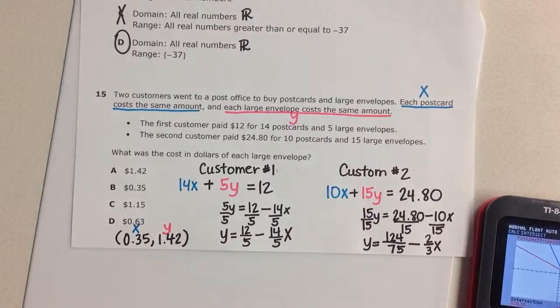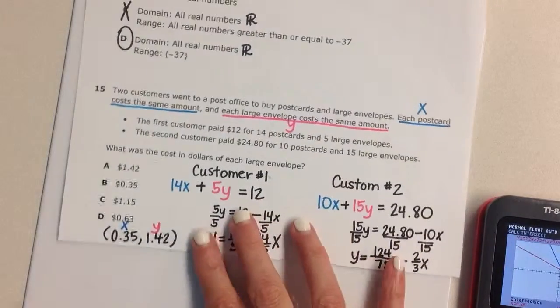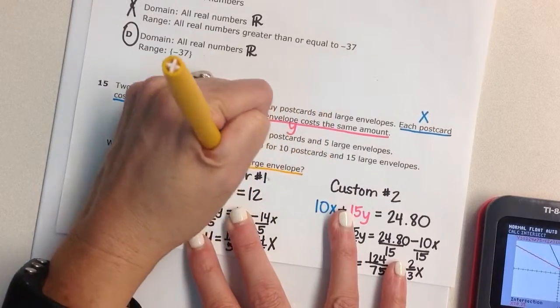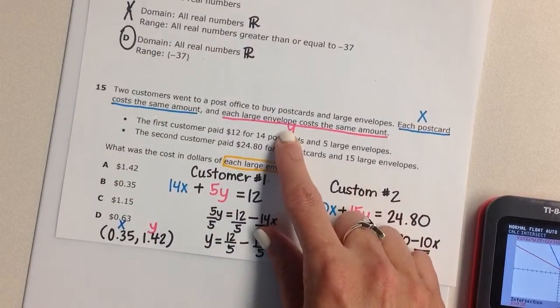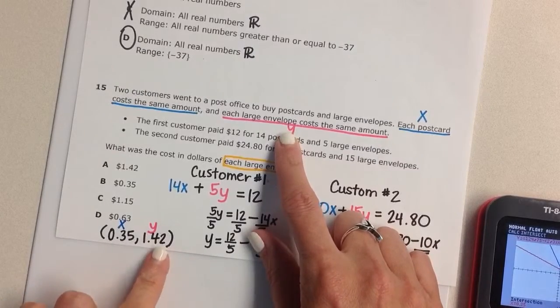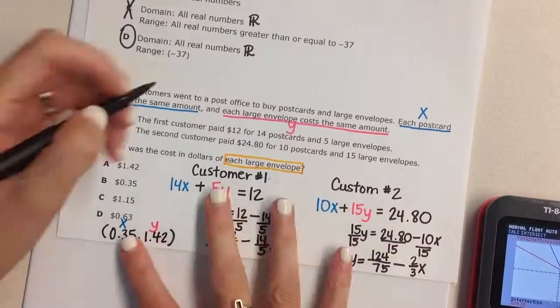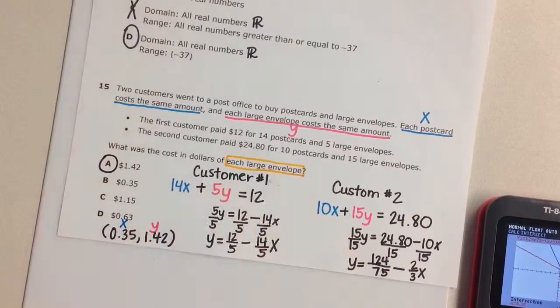Now I'm going to read my question, because now I don't know which answer to give. What is the cost of each large envelope? Well, if I remember, the large envelope I said was y. So what was the answer for y? It was $1.42. So the correct answer is A.